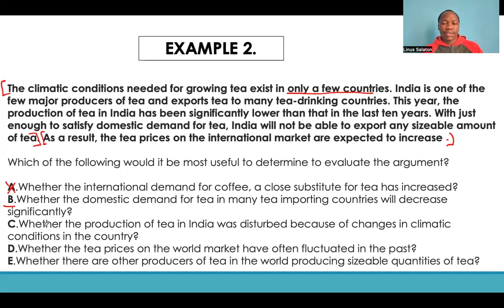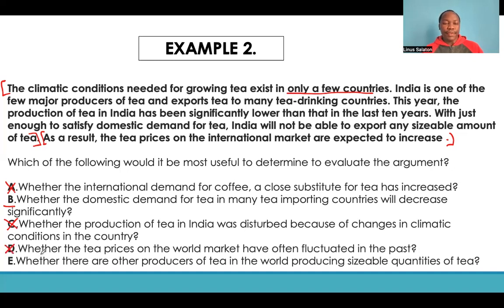C says whether the production of tea in India was disturbed because of changes in climatic conditions in the country. This is a bit out of scope. We're looking for an answer choice that more or less explains whether there will be an increase in the price in the international market. D says whether the tea prices on the world market have often fluctuated in the past. This is a bit out of scope, could be relevant to some extent, but not really to answer the question that we have presented here.